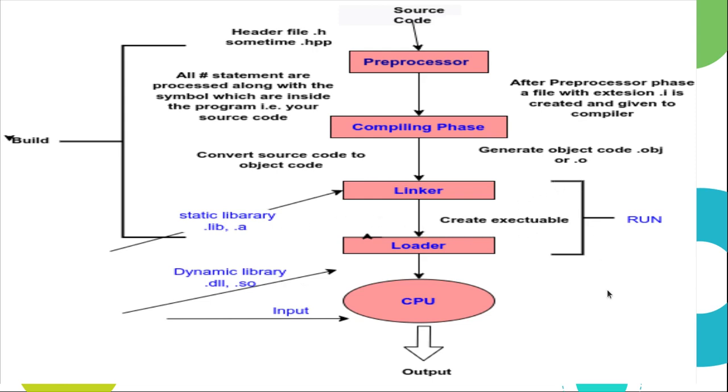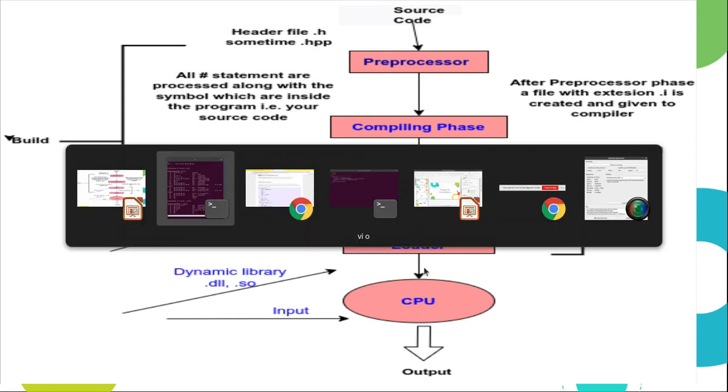Now these two things are required for you to run the file. The process till linker, pre-processing, compilation and linker, together is known as the build process, and linker and loader is known as running the process. Once your loader is there, you can use the CPU.